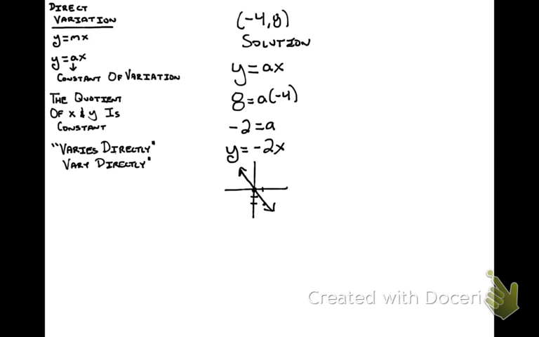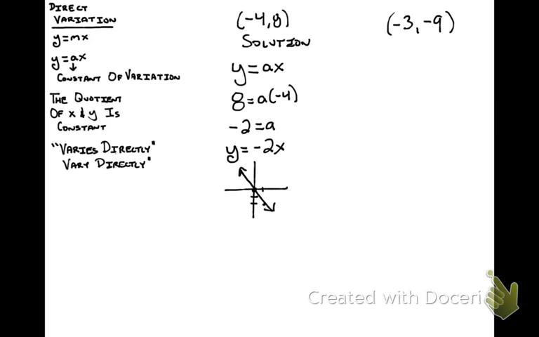Why don't you try to do a similar problem on your own? We want to write and graph a direct variation equation that has negative 3, negative 9 as the solution. Go ahead and try it.